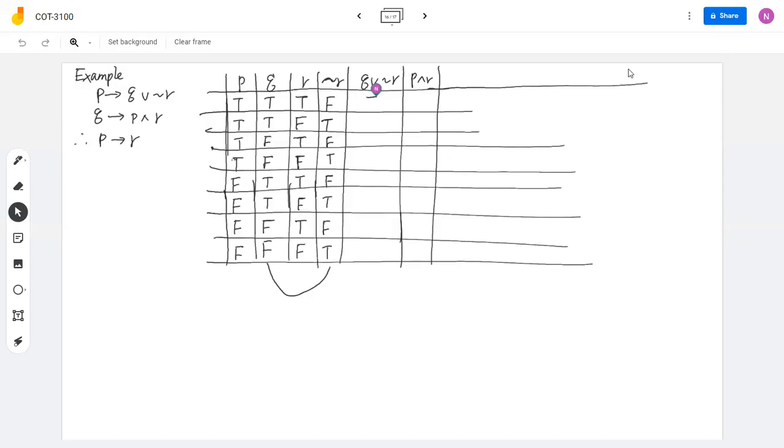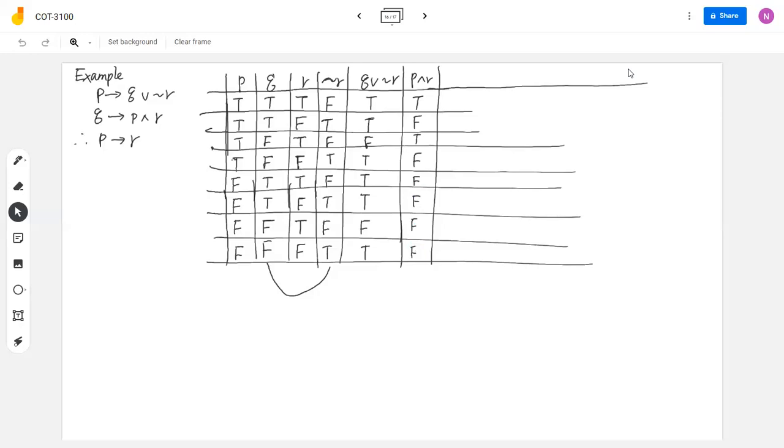So it's T, T, F, T, T, T, F, T, and P and R is TF, TF, F, F, F, F.